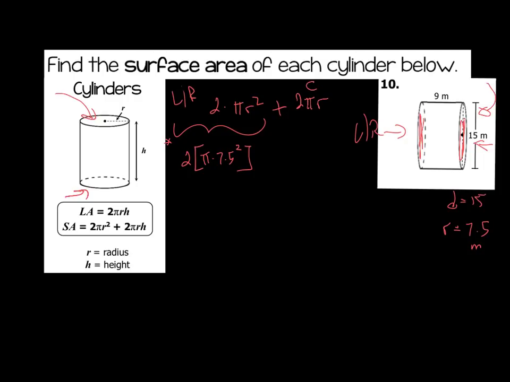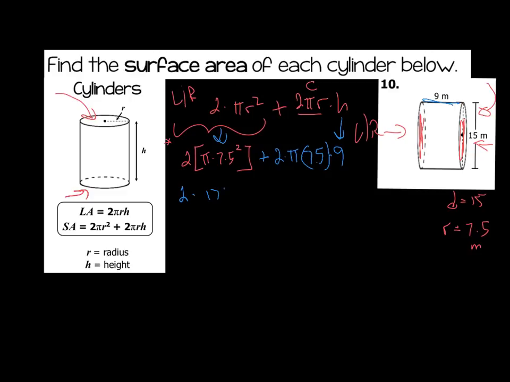So the circumference, 2 pi r, times the height. I know that my height is 9. So that's my height number. And again, 2 times pi times the radius, which is 7.5. All I'm going to do is a bunch of multiplication, and I'm going to deal with this exactly as I see it. I'm going to deal with what's inside first. I'm going to use the pi key: pi times 7.5 squared. I get about 176.71.